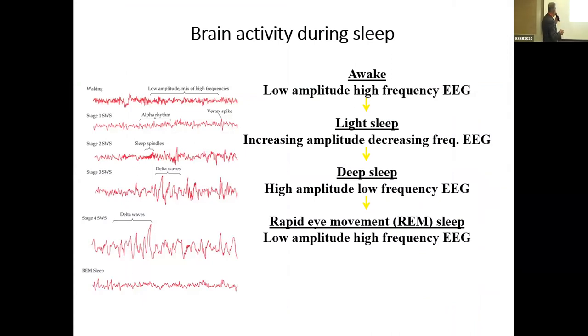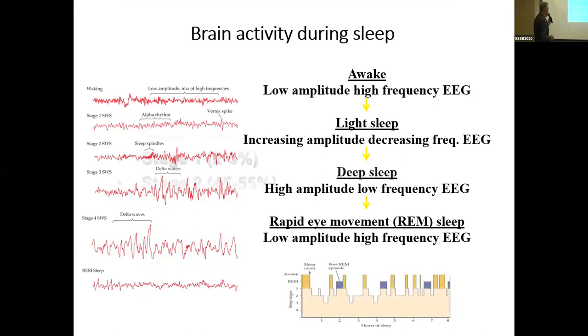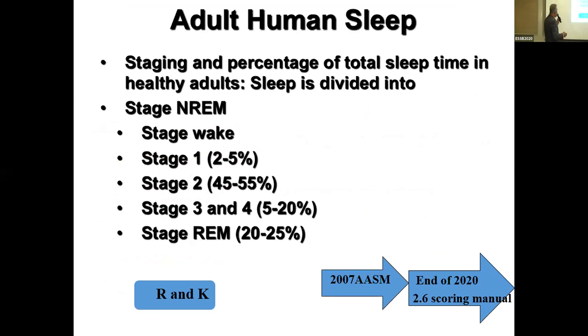After that, the wake brain wave. It is the first wave, with high-frequency, low amplitude EEG. During light sleep, the first stage of sleep, the amplitude increases and the frequency decreases. During deep sleep, the second and third stages, there is high amplitude and low frequency EEG. Rapid eye movement sleep is again low amplitude but high frequency EEG. And this is the sleep stages.